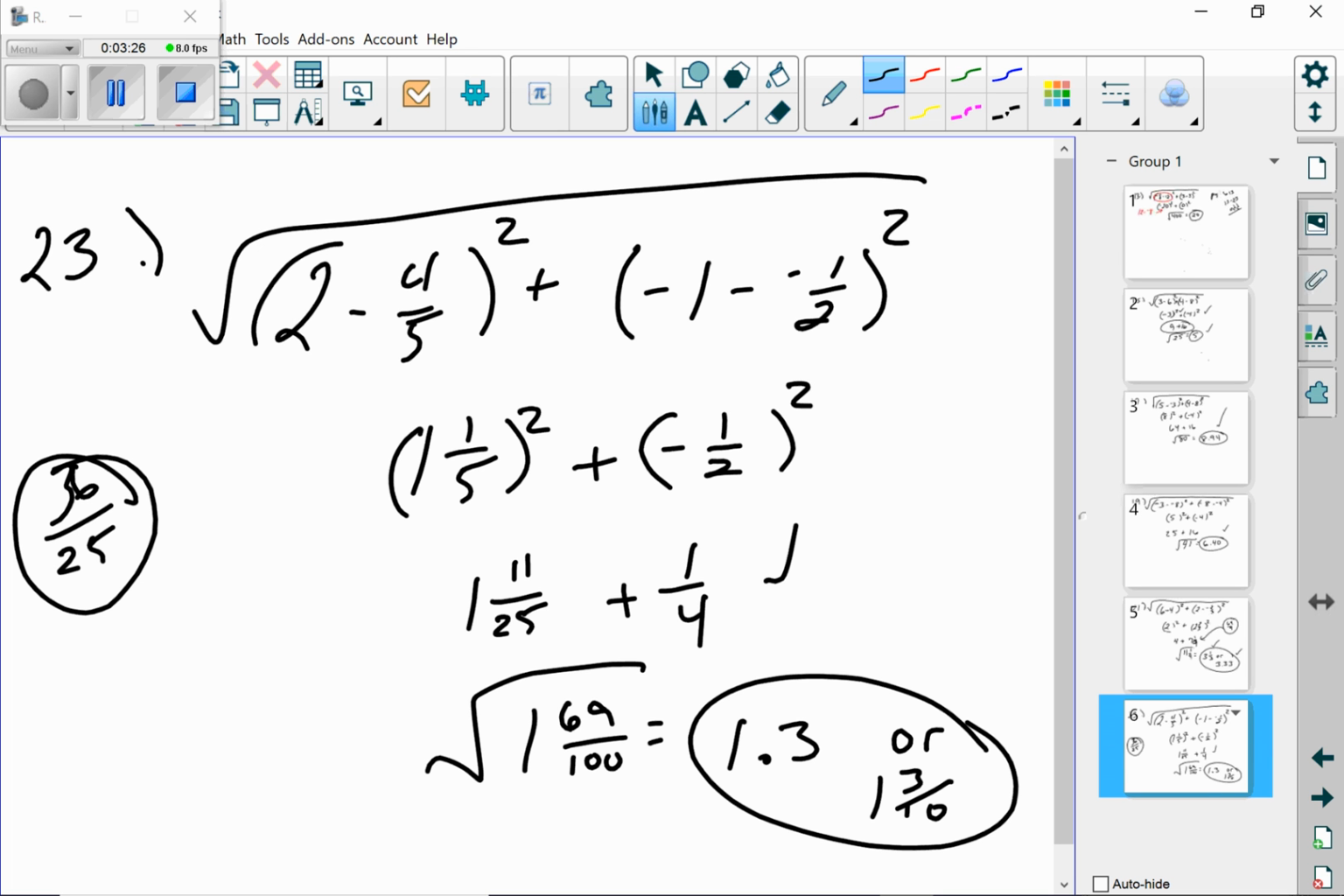All right, guys, correct this and check it. Make sure you got all the work that goes with each problem, and then file it, and you'll be ready to go with the distance formula.